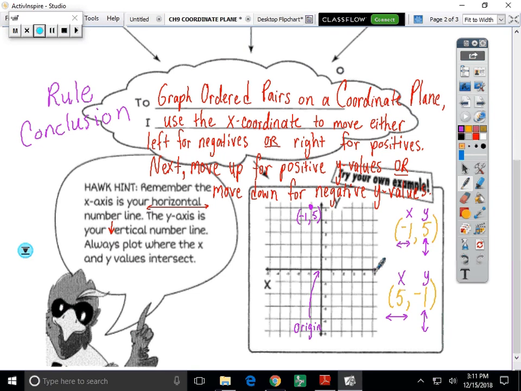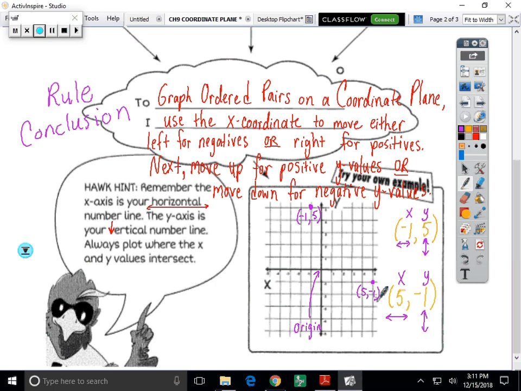We have to consider the y coordinate, which says -1. Well, moving downwards, we would find -1, and we would put a point. All good points get a label. They get an identity. Do you notice something interesting? We use the same number values, but because they were in a different order, they landed in different quadrants or different locations on my coordinate plane.